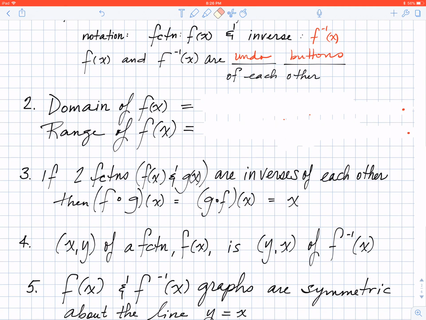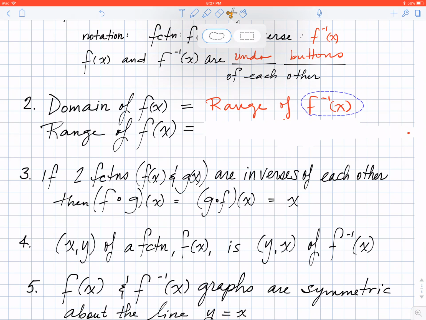Interesting fact number 2. The domain of my original function is going to be the range of the inverse function. The domain of the original is going to be the range of the inverse. One of the ways that I like to think about this, remember that domain is always x values, range is y values. So it's as though my x value of the original is going to be the y value of the inverse.